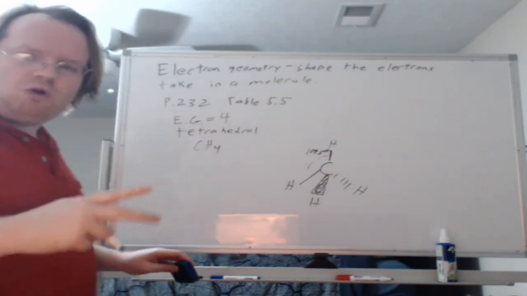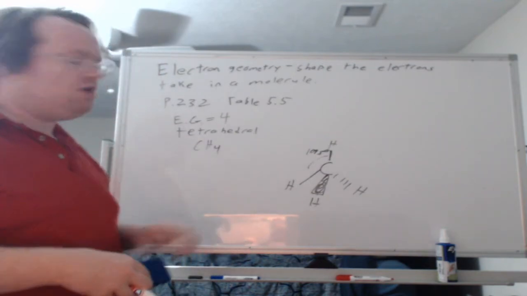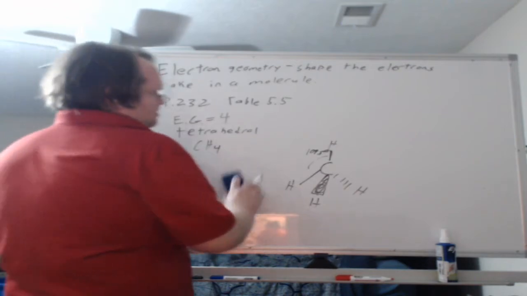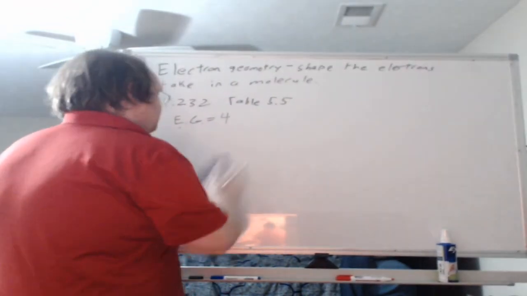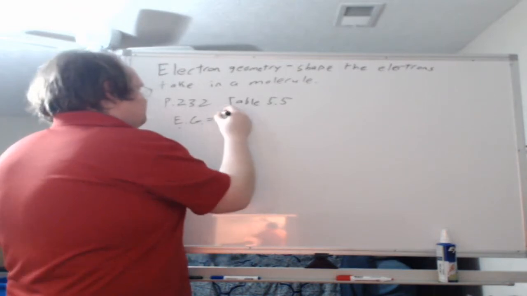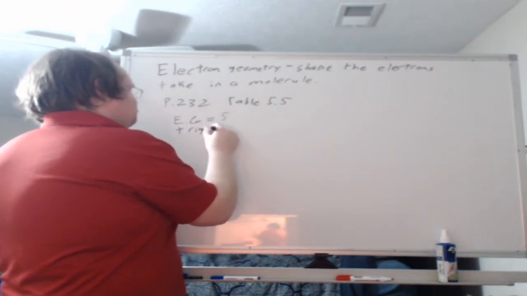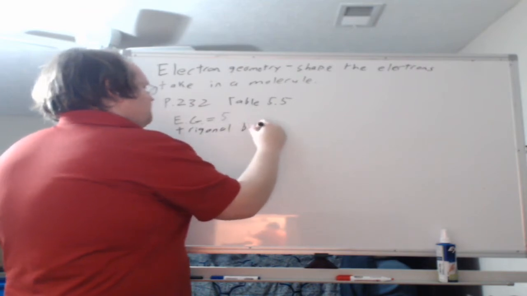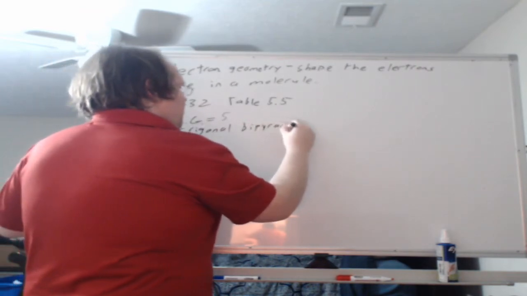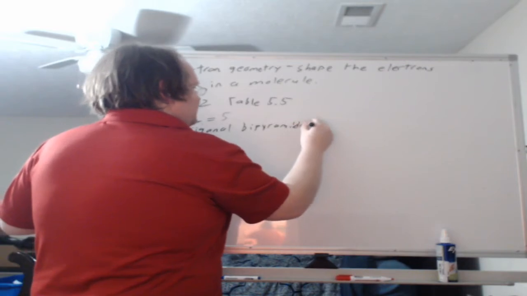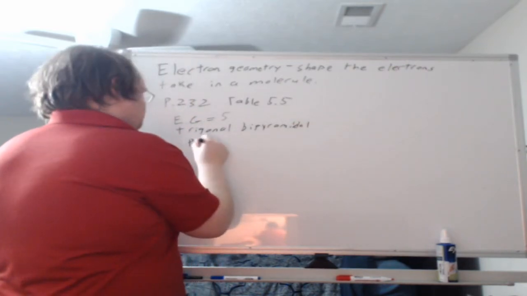Now we've got 2 more that occur with expanded octets. So we can get more than 4 electron groups, and we'll talk about those 2. So we could have 5 electron groups. That will be a shape known as trigonal bipyramidal. And I'm going to use the molecule PF5 here.